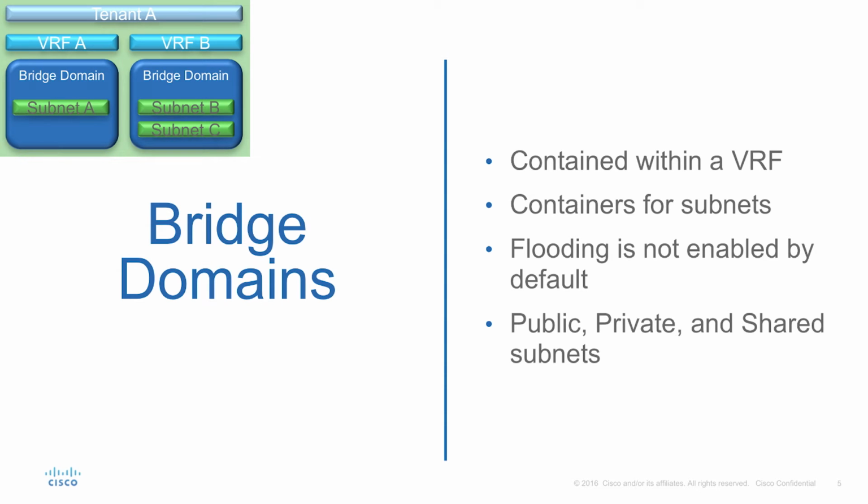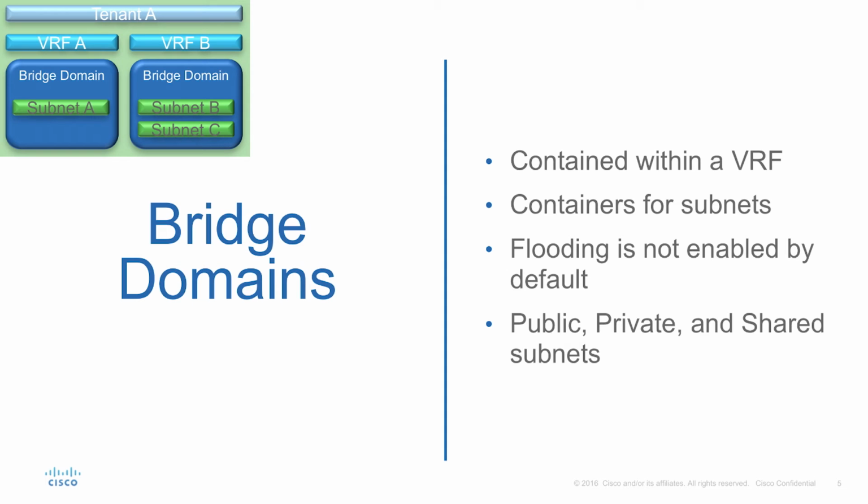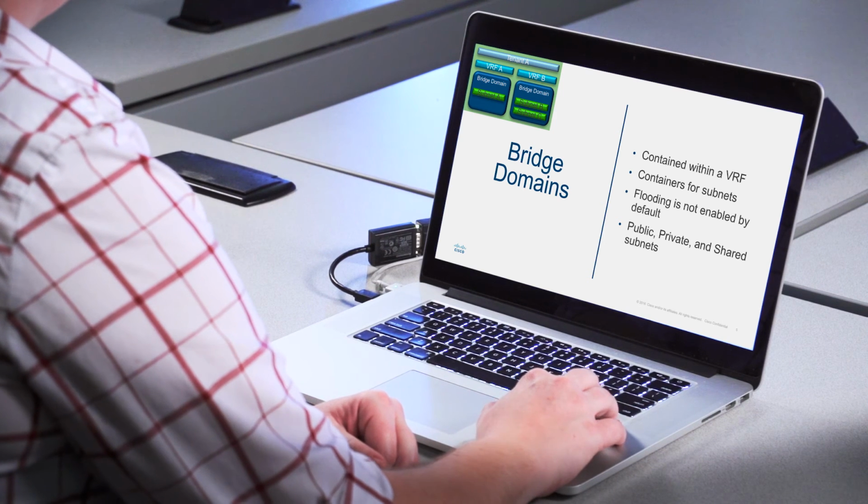The options for a subnet under a bridge domain are public, private, where the subnet applies only within its tenant, and shared, where the subnet can be shared with and exported to multiple contexts or VRFs in the same tenant or across tenants as part of a shared service. Eventually, an EPG will be associated with a bridge domain, which is why we can have endpoints with IP addresses from different subnets contained within the same EPG, which we'll get into in some other videos.